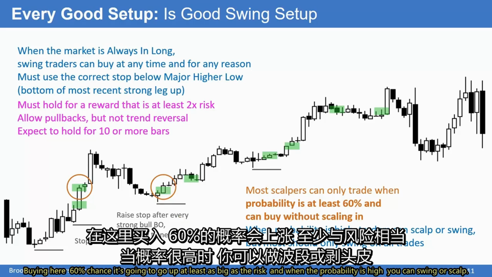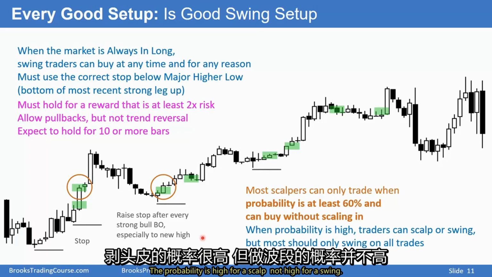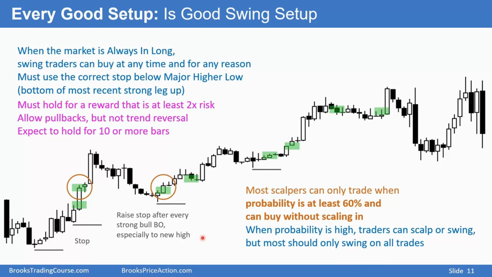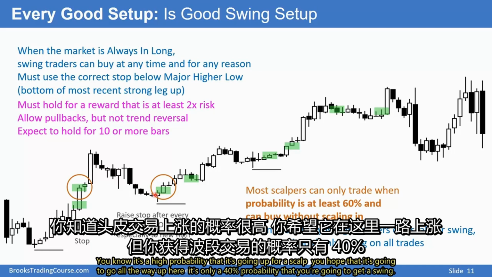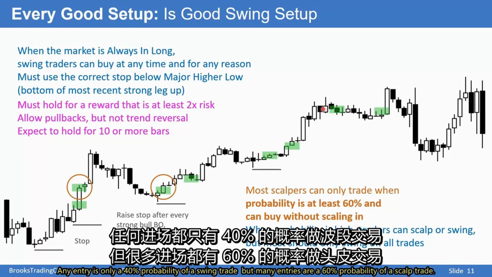And when the probability is high, you can swing or scalp. Here, the probability is high for a scalp, not high for a swing. Buying here, it's a high probability trade for a scalp, not necessarily a high probability for a swing. And that's the same here. You know it's a high probability that it's going up for a scalp. You hope that it's going to go all the way up here. It's only a 40% probability that you're going to get a swing. Any entry is only a 40% probability of a swing trade. But many entries are a 60% probability of a scalp trade.